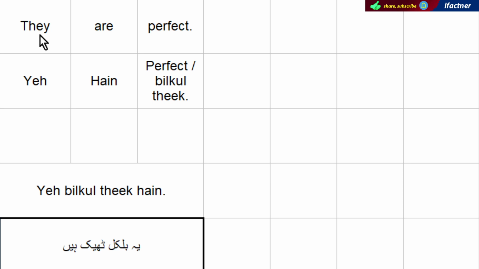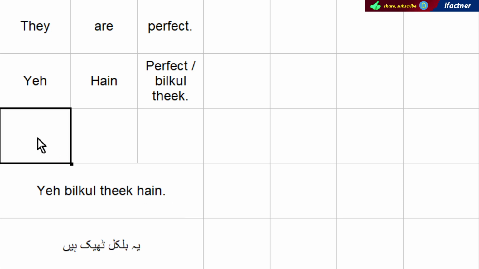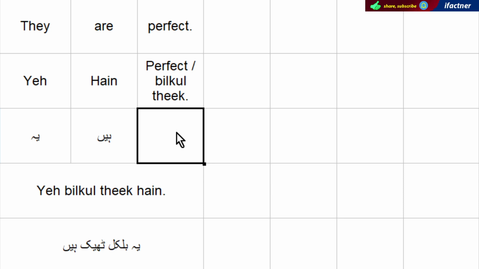Customer answers, they are perfect. ये बिल्कुल ठीक हैं. Now we can translate they as ये, are is हैं, and we write हैं as हे, ये, नूना. Perfect is perfect or बिल्कुल ठीक means very okay, very fine.